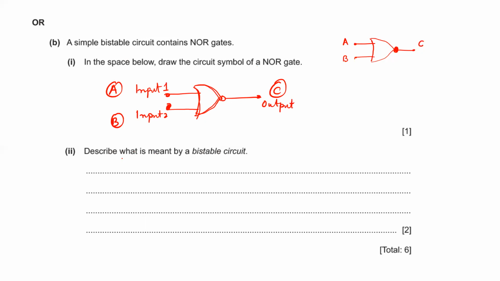Part B, part 2, it says: describe what is meant by a bistable circuit. A bistable circuit, in electronics, means a circuit that has two stable states or two stable operating points. Generally, it's a digital circuit. So we have to write it down in words.